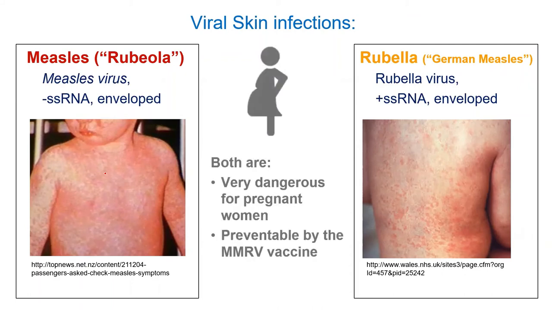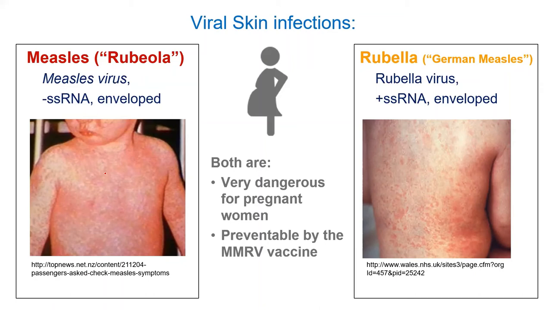A couple of things to say about rubella and measles, to combine them in one package, is both of them are very dangerous for pregnant women. This used to be a huge fear before these vaccines came out. If you were pregnant, you did not want to get measles or rubella, because it can cause birth defects to stillborn babies, which is, of course, horrifying if you're pregnant. Like I said, the good news is these are preventable. That's the MMRV vaccine, that's mumps, measles, rubella, varicella.